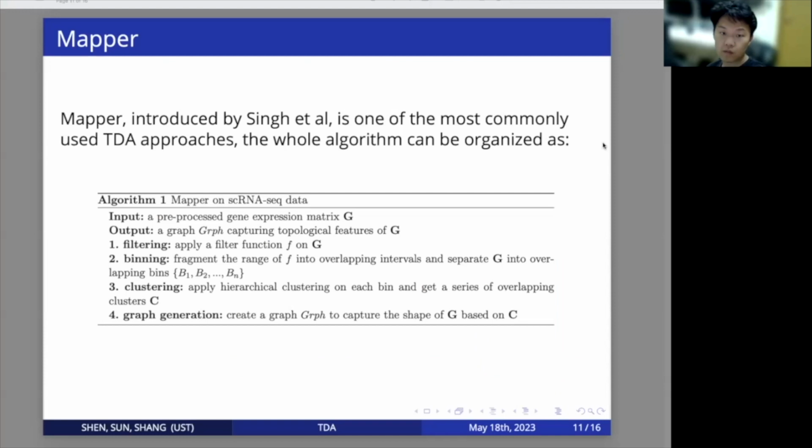clustered on the right. Topological data analysis is a recent branch of data analysis that uses topology, and in particular persistent homology. TDA is used to extract meaning from the shape of the data. And here we will use Mapper, which is the most commonly used TDA approach, to do the data analysis and the visualization. So the whole algorithm can be organized as follows.